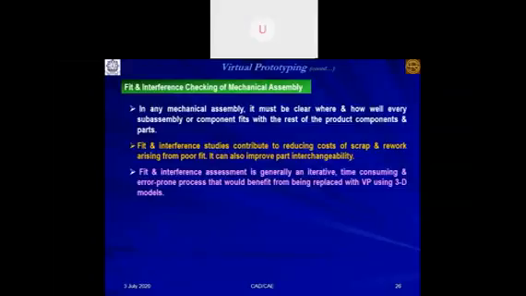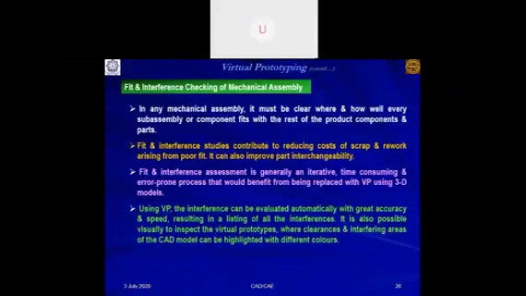So using virtual prototyping, the interference can be evaluated automatically with great accuracy and speed, resulting in a listing of all interferences. It is also possible to visually inspect the virtual prototype, where clearance and interfering areas of the CAD model can be highlighted with different colors. So I am showing you here the two things for checking the interference.